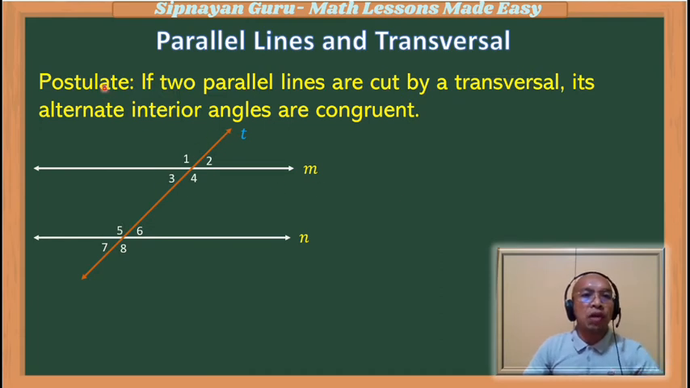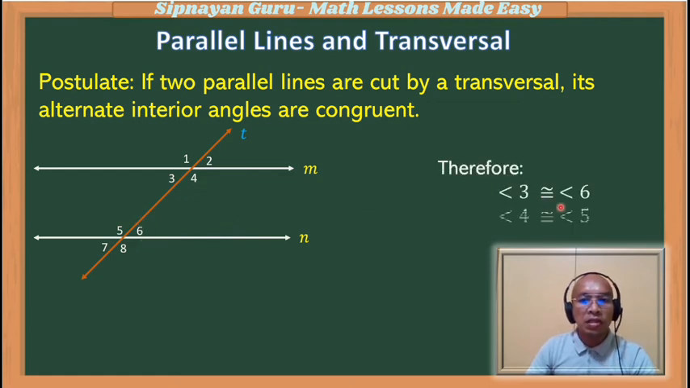Now, there is a postulate that states that if two parallel lines are cut by a transversal, its alternate interior angles are congruent. So, the alternate interior angles are 3 and 6 and 4 and 5. Therefore, we can say that these angles are congruent based on the given postulate. Out of this postulate, we can actually generate several theorems.